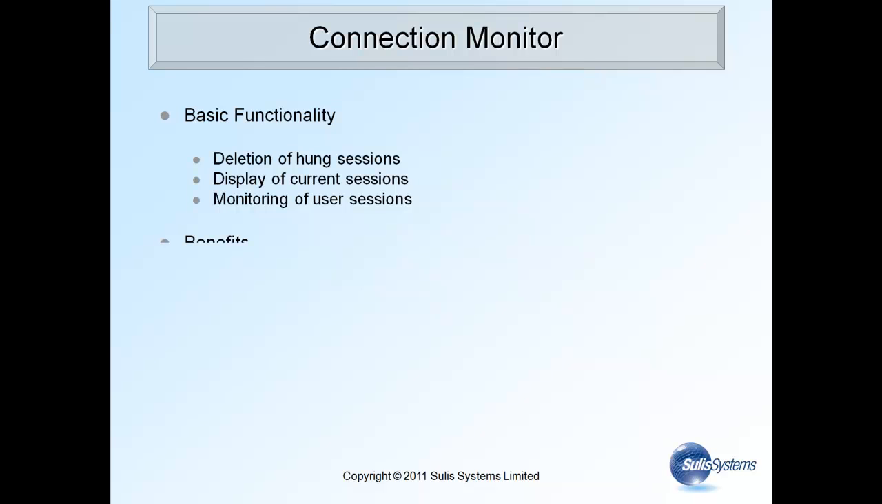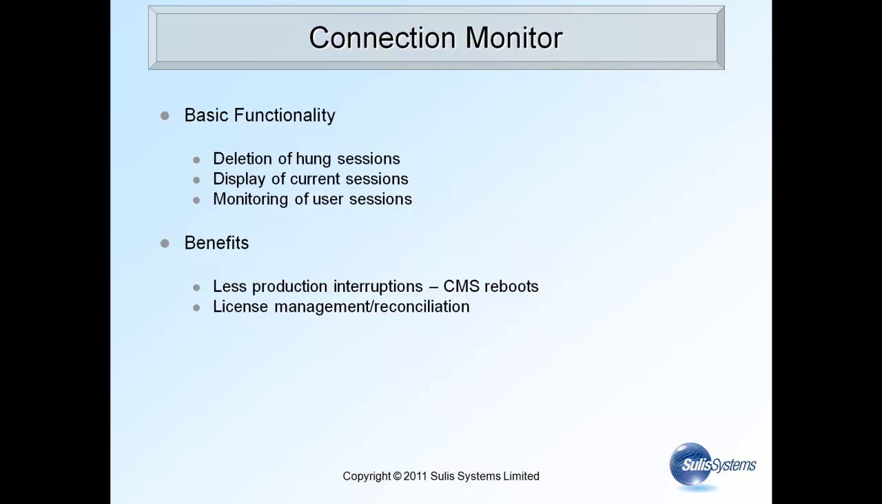How will that benefit the organization? Well, initially there'll be less production interruptions, as you won't have to reboot the CMS to free up licenses. You'll be able to monitor who is actively using the system and who isn't, and then redistribute those licenses. And you'll have an accurate picture of your concurrent usage, so you'll be able to plan any hardware upgrades that will be necessary.